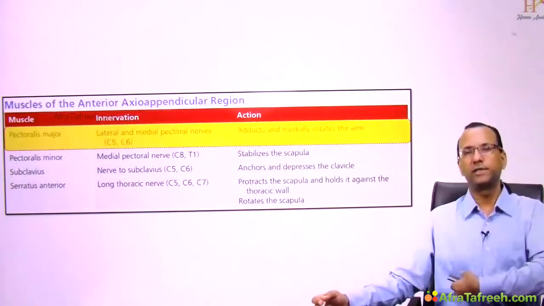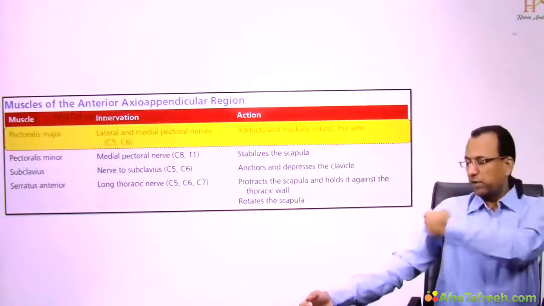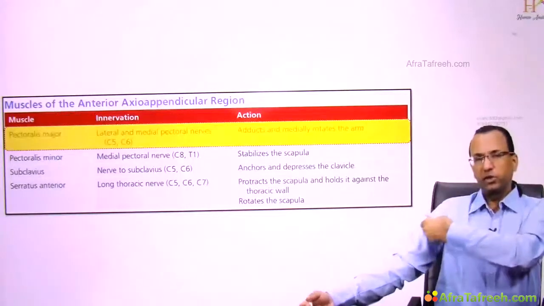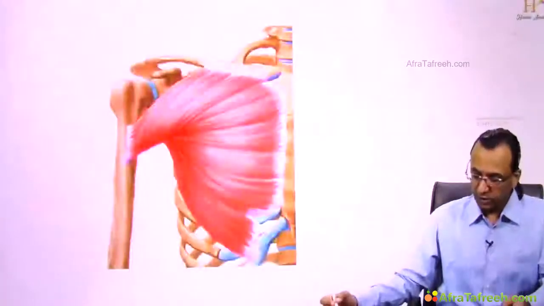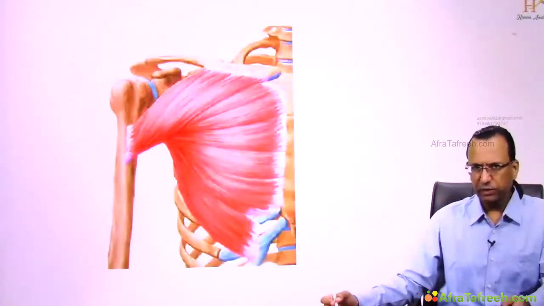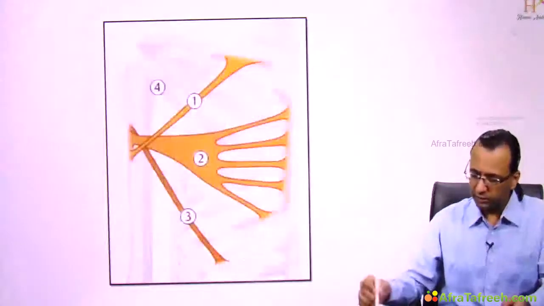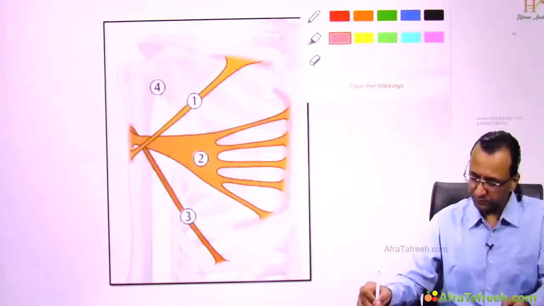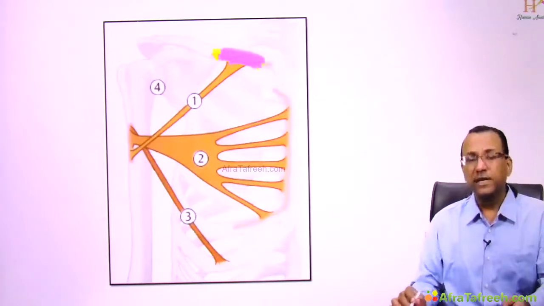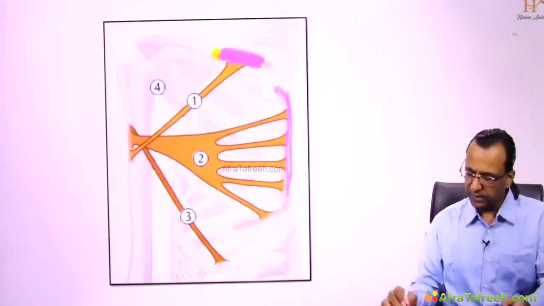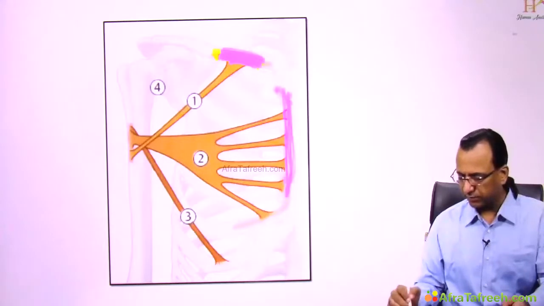That's the origin. Insertion, you know, it is the lateral lip of the bicipital groove. Let us look at the muscle now. Pectoralis major, yes. So, you're telling that pectoralis major has multiple origins, a wide origin. Yes, you see the wide origin. It is taking origin from the anterior surface of the clavicle, anterior surface of the sternum, and also the anterior surface of the ribs and costal cartilage.